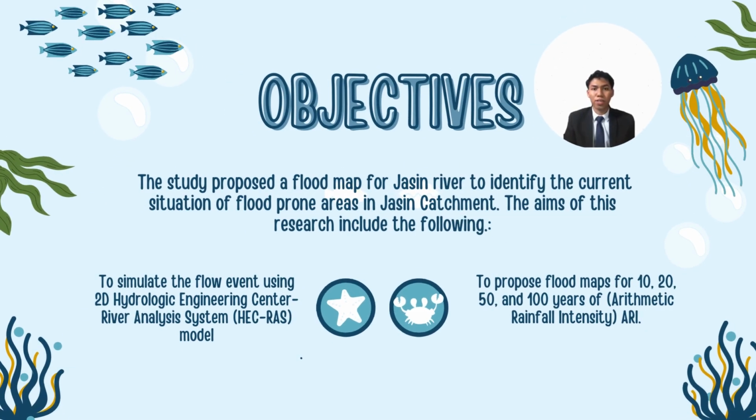Our objective is to propose a flood map for Jasin River to identify the current situation of flood-prone areas in the Jasin catchment. The aims of this research include, first, to simulate the flow event using the 2D Hydrologic Engineering Center River Analysis System, which is the HEC-RAS model. The second is to propose flood maps for 10, 20, 50, and 100 years of Average Recurrence Interval (ARI) rainfall intensity.